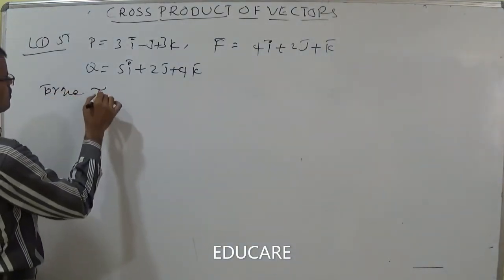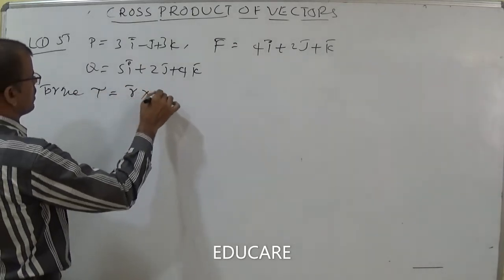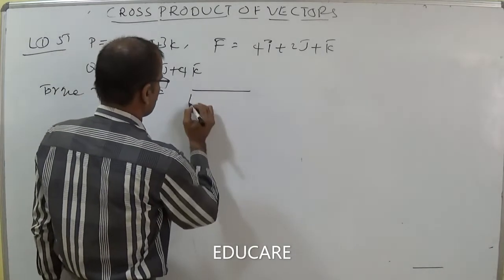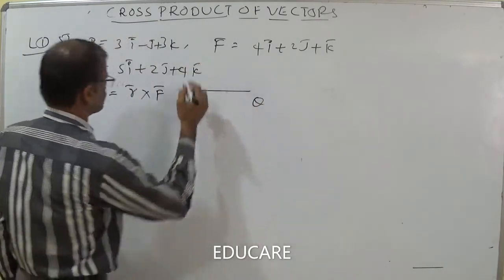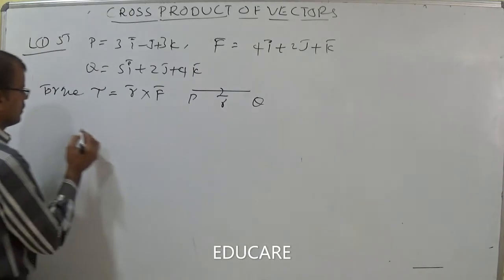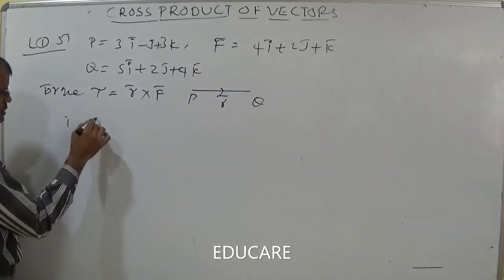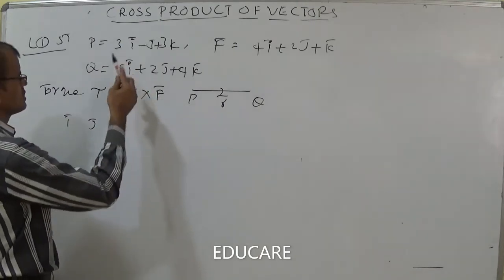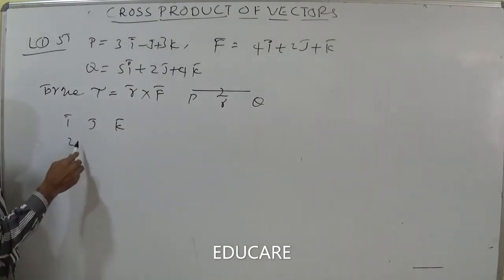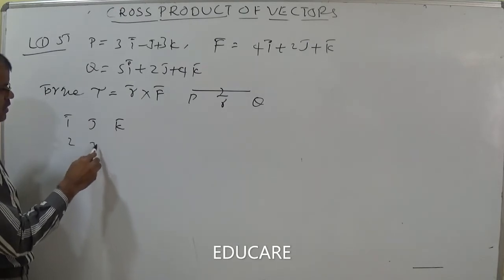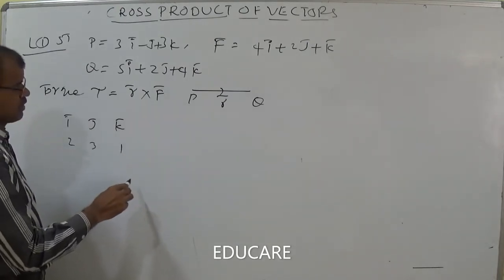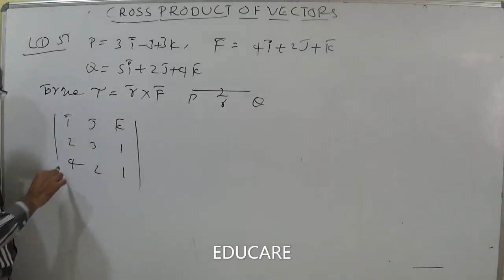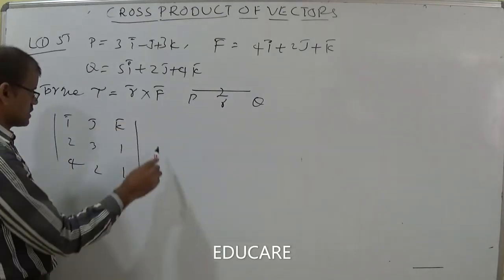Torque, or moment, tau is equal to R cross F, the formula I said. What is R? PQ is R. This is P, this is Q, so this is R. Now you write i, j, k. R is Q minus P: 5 minus 2 is 3, 2 plus 1 is 3, and 4 minus 3 is 1. Later the force you write as 4, 2, 1.